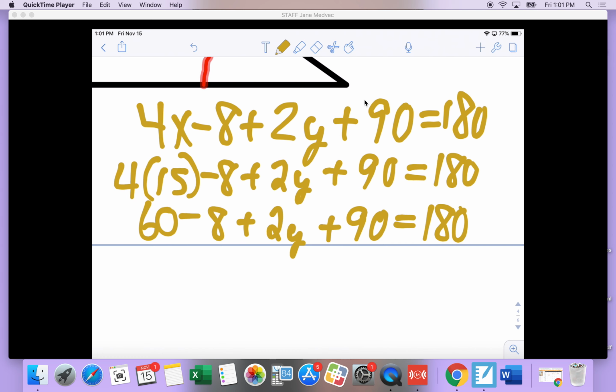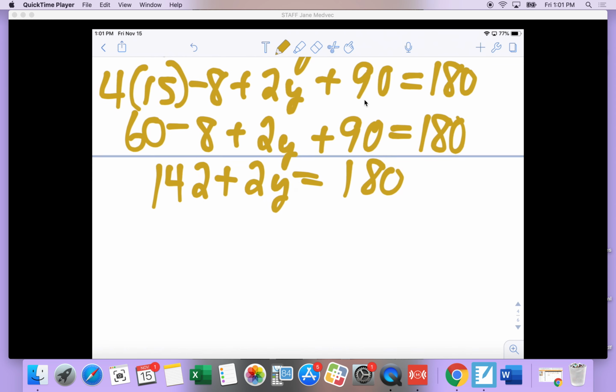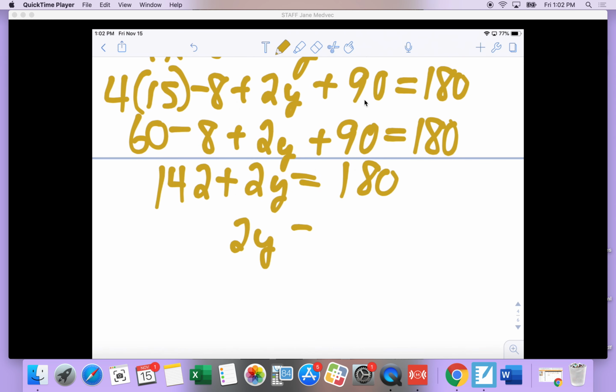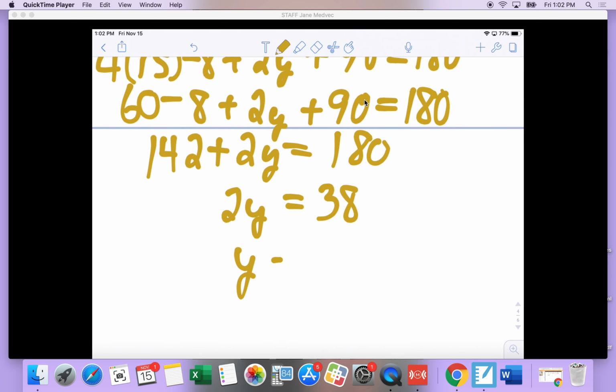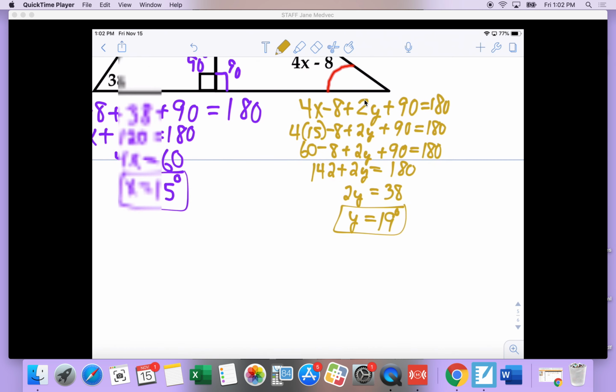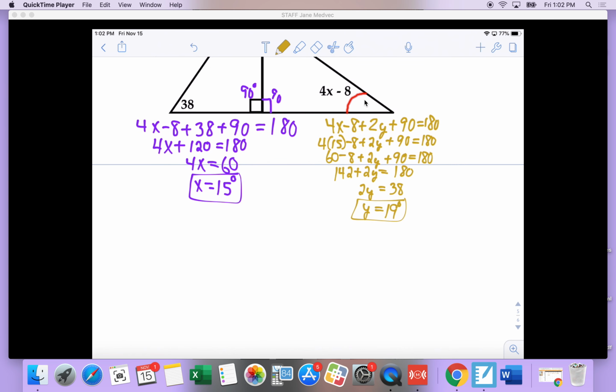So 60 minus 8 plus 90 gives me 152, is that right? 142? Okay, subtract 142. 2y gives me 38, is that right? Okay, so y gives me 19. 19 degrees because I'm finding angle measure, right? Questions? Yes, sir.